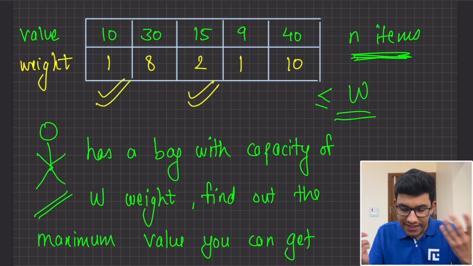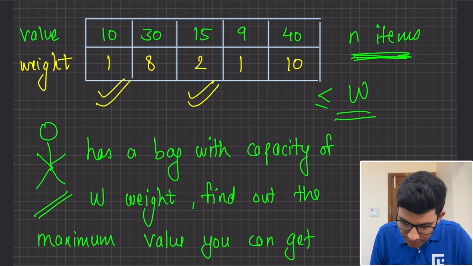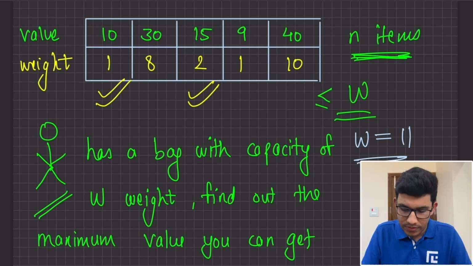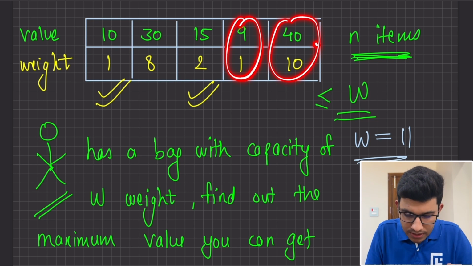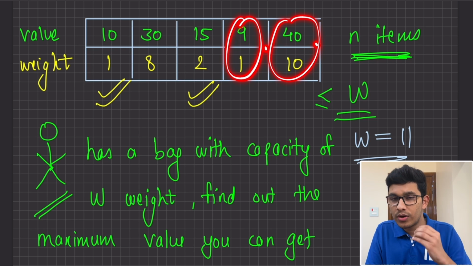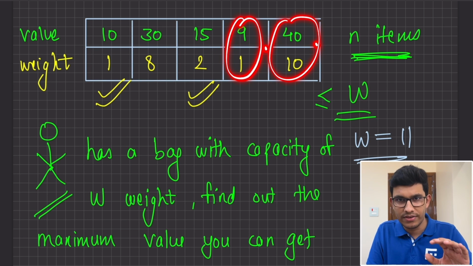Let's suppose I told you that W is equal to 11. W is the total capacity. So let's take an example here. Let's suppose you choose this item and this item. What is the total value that you're getting? You're getting 49 and the total weight here is 11, which is less than or equal to 11, correct?